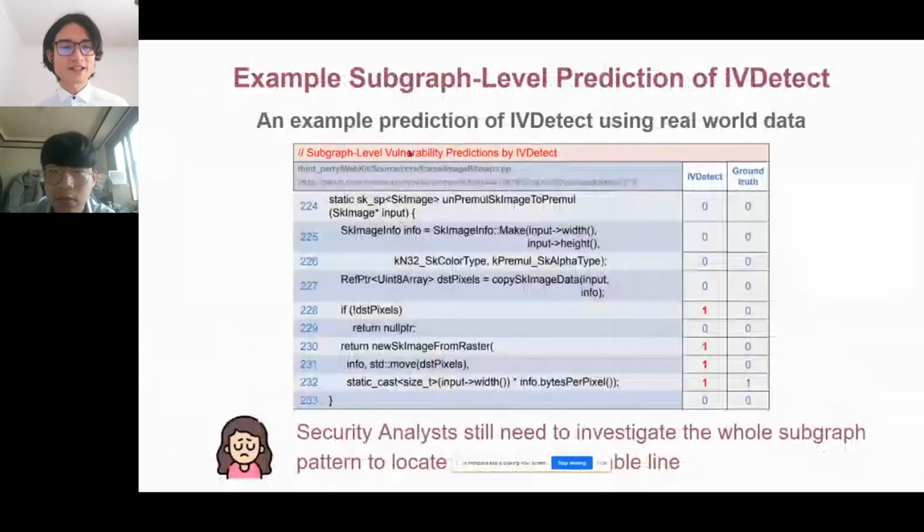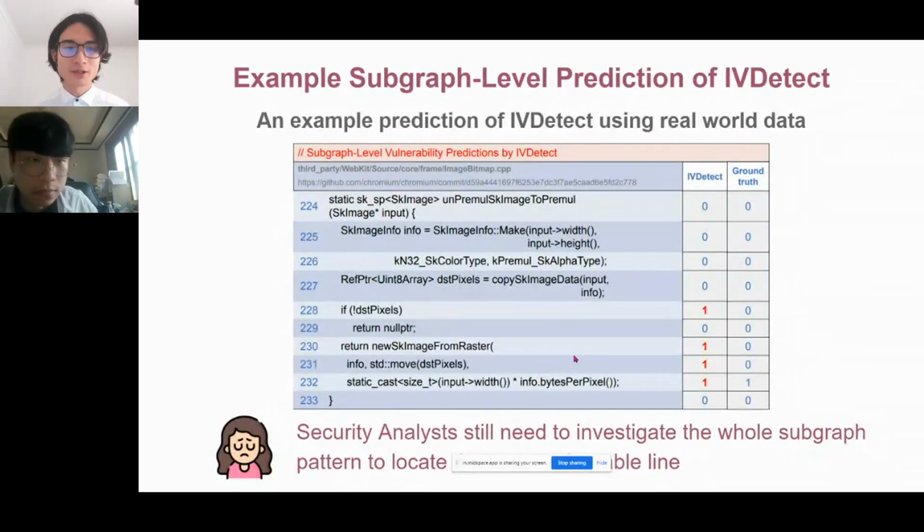Here is an example of subgraph-level prediction generated by IVDetect. We can see here, line 228 and lines 230 to 232 are treated as a vulnerable pattern by IVDetect. However, in this case, only line 232 is vulnerable. Therefore, the security analysts still need to investigate the whole subgraph to locate the exact vulnerable line.